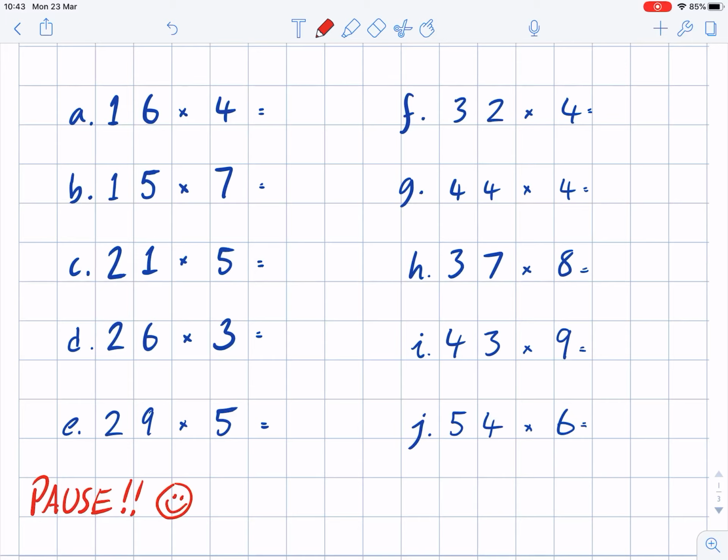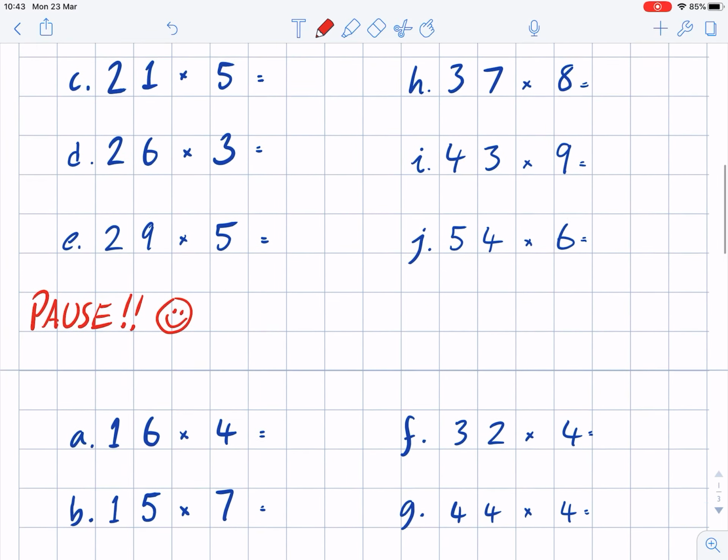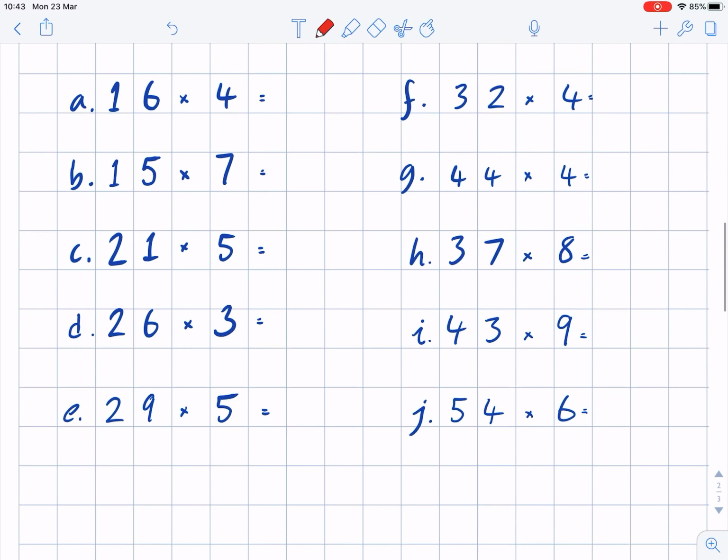So hopefully you've worked your way through all 10 problems. So if we go down now to our answer page, 16 multiplied by 4. So first thing I will do is 10 times 4 and then 6 times 4. So my answer is 64. The next one, 10 times 7 is 70. 5 times 7 is 35. So my answer is 105.